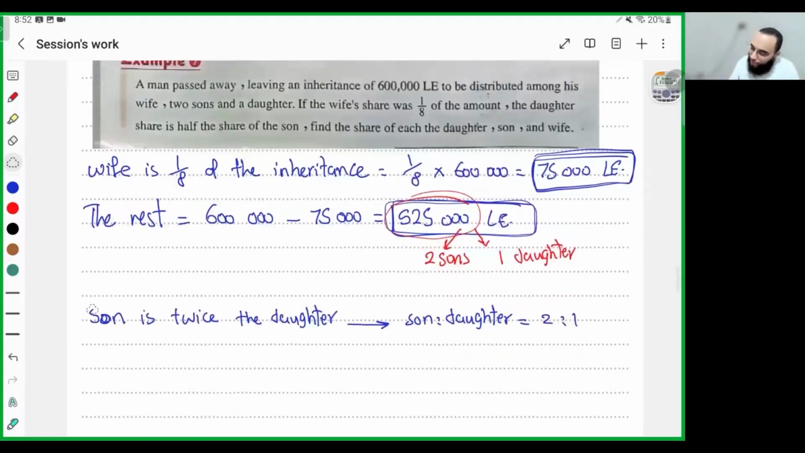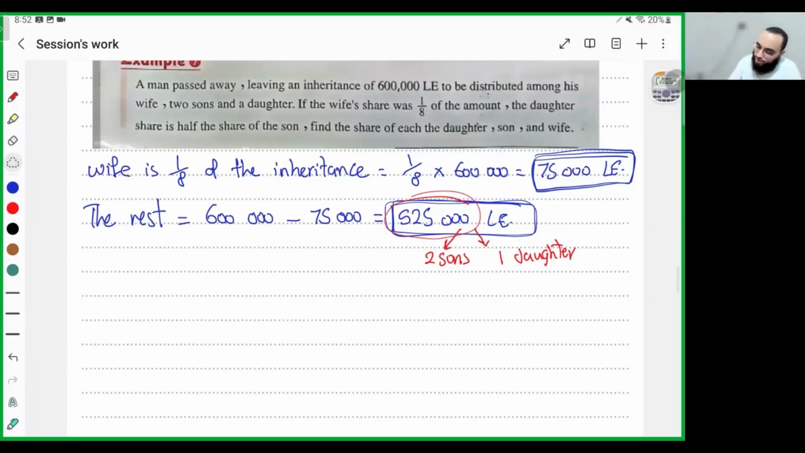So right now, what's the ratio of the son and the daughter? It's 2 to 1. How many sons are there? 2 sons, the first and the second, and only 1 daughter. This takes 2, and this takes 2, and this takes 1. Correct? We have 2 sons, the first son and the second son.